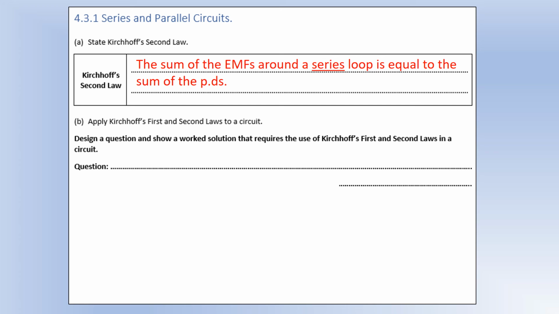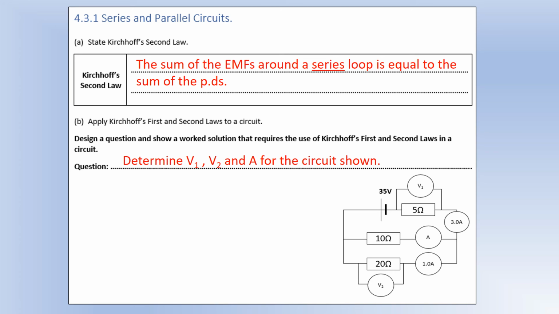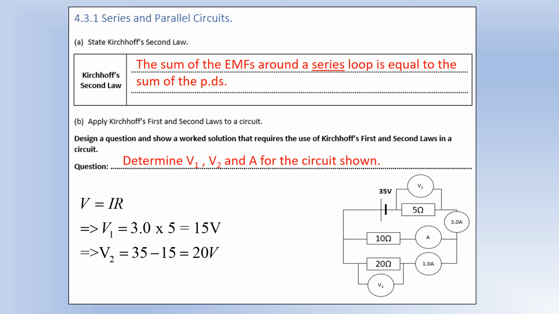Okay, so design a question and show a worked solution that requires you to use both the first and second laws in a circuit. So the question I came up with is I designed a circuit like this, and I want to find out what V1, V2, and A are. So first of all, to find V1, we would have to use Ohm's law because we know the current going through it and we know its resistance. So we know V1 is 15.